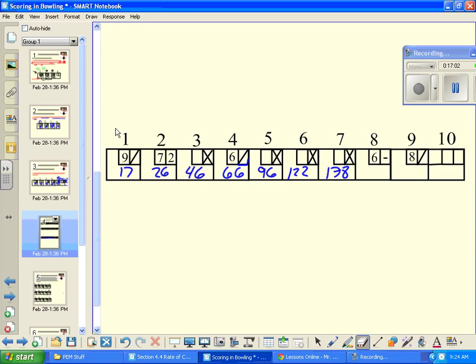In the eighth frame, I didn't get a mark. I just got those 6 pins, so that's all I get, 6 points for that frame. So not 120, but 140, 144 up to that point.